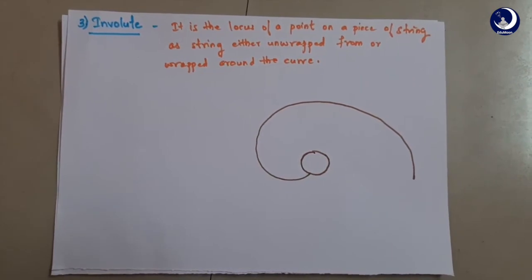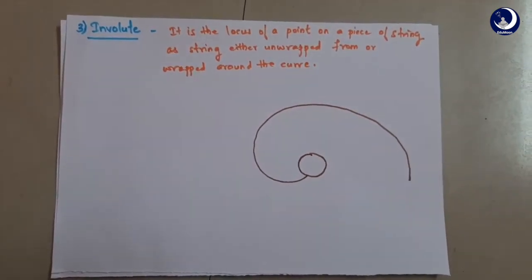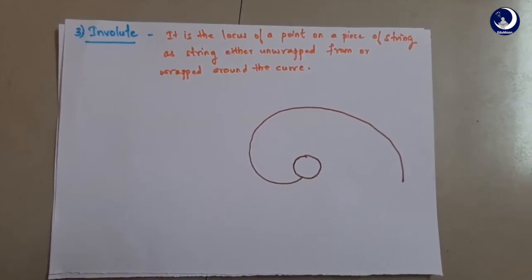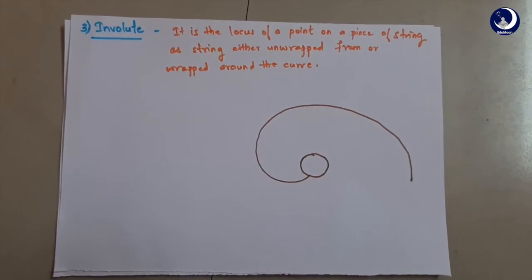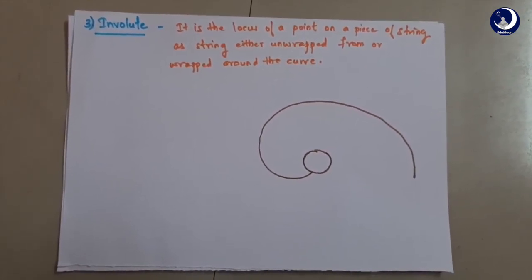Third one, involute. It is the locus of a point on a piece of string as the string is either unwrapped from or wrapped around the curve. We are going to discuss how to construct an involute in the upcoming videos.